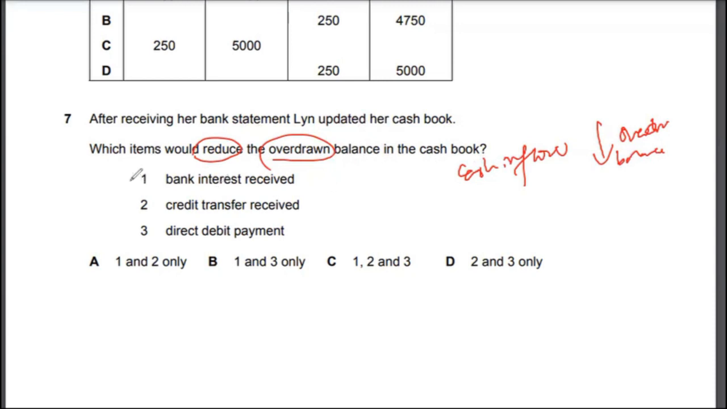So bank interest received will reduce the overdrawn balance. Credit transfer received will also reduce the overdrawn balance. Direct debit payment is a cash outflow, so this is not going to reduce it. So it's only 1 and 2. The correct answer to multiple choice 7 again would be option A.